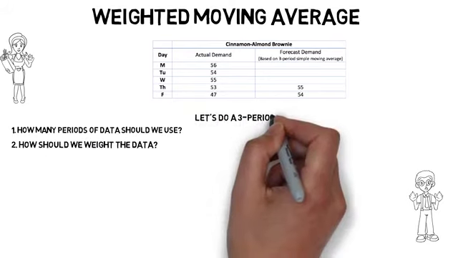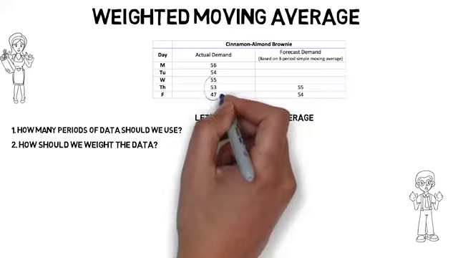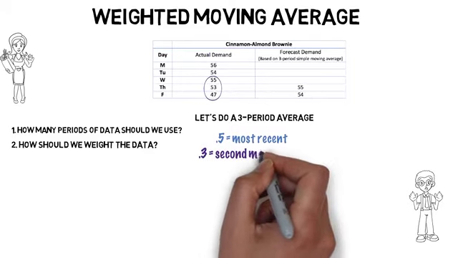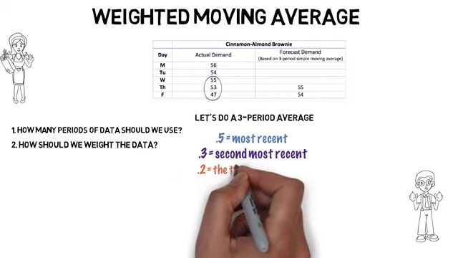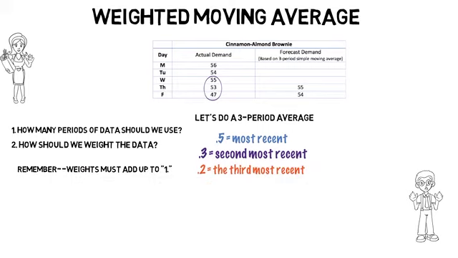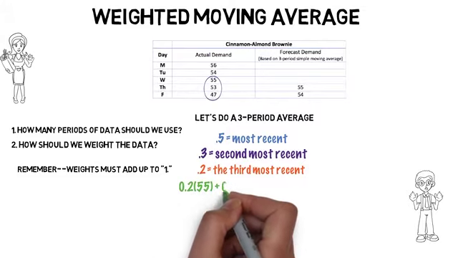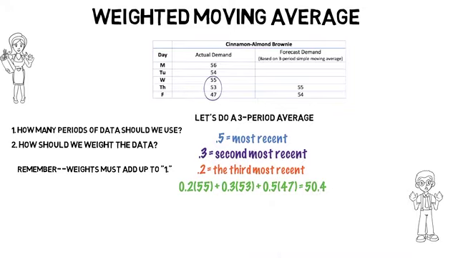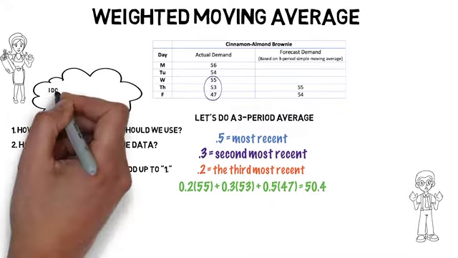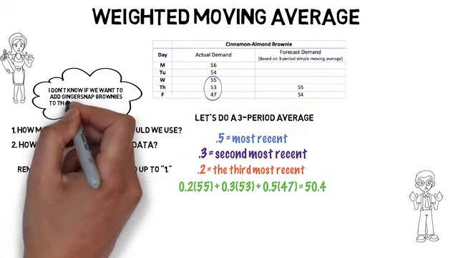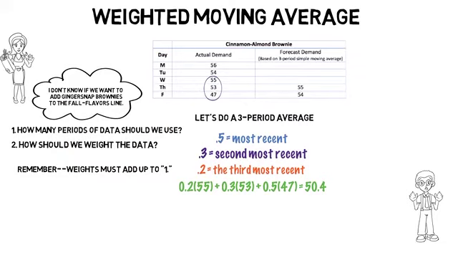Let's run the numbers for a 3-period weighted moving average and weight the periods as follows: 0.5 for the most recent data, 0.3 for the second most recent data, and 0.2 for the third most recent sales period. Remember, your weights need to add up to 1. Your forecast will look as follows: 0.2 times 55 plus 0.3 times 53 plus 0.5 times 47. You'll get 50.4. If Kiana and Dallin are fairly confident this weighting pattern reflects future demand, they may not be too thrilled about adding ginger snap brownies to the fall flavors line.